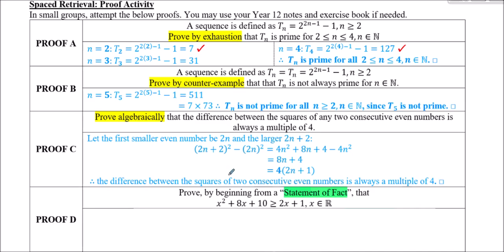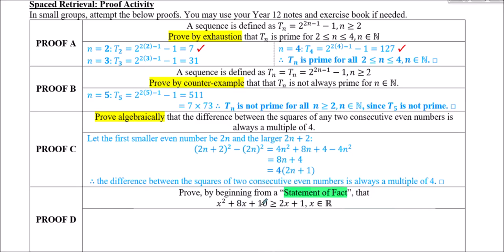Finally, proof D, and again, like I've said, if this question were asked, it would normally just say prove algebraically or prove deductively or something like this that this statement is true. It would not mention a statement of fact. I've highlighted this in green just as a hint that this is one of those types of questions. But by the end of this chapter, you need to be quite familiar yourself spotting when it's one of these or not. So anyway, this obviously isn't too clear yet.